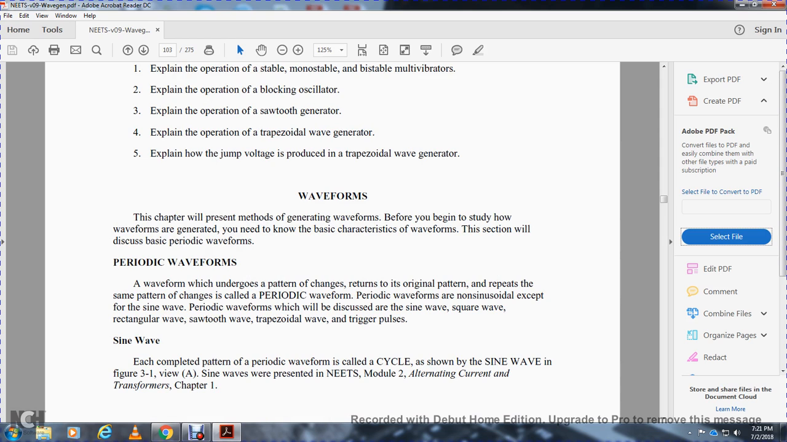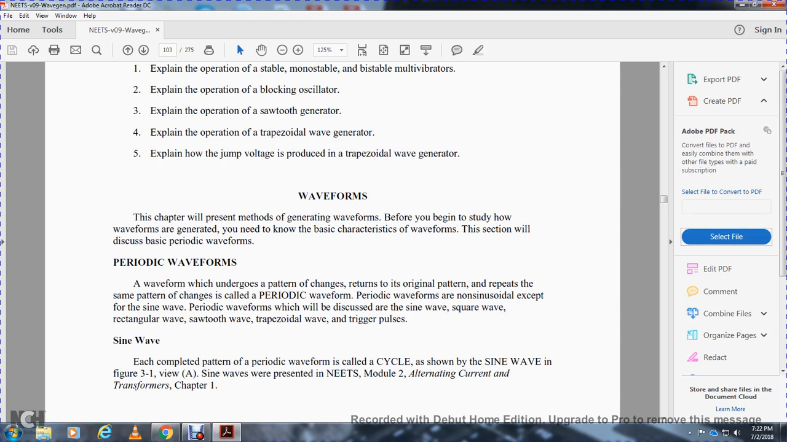Before you begin to study how waveforms are generated, you need to know the basic characteristics of the waveform. This section will discuss basic periodic waveforms. A waveform which undergoes a pattern change but returns to its original position and repeats the same pattern is called a periodic waveform.